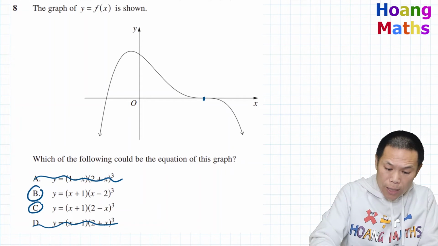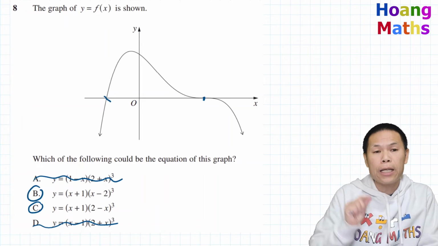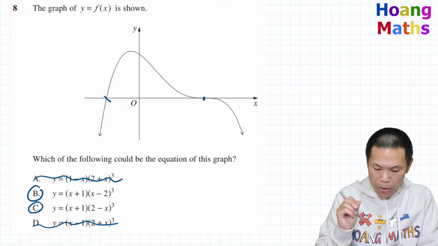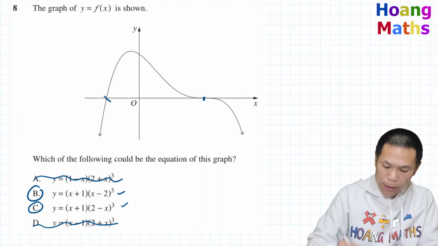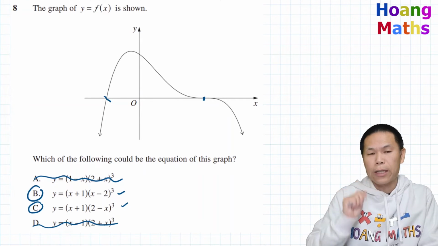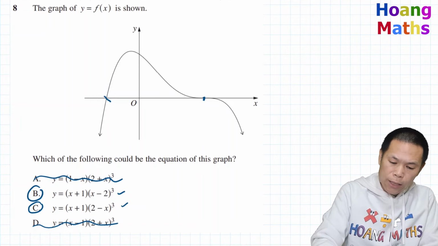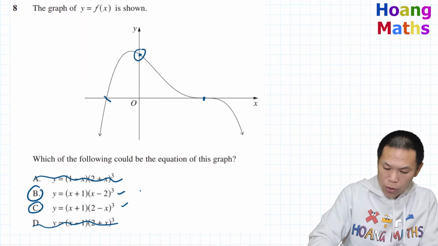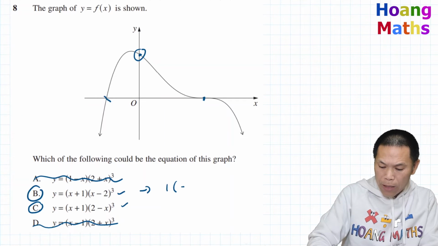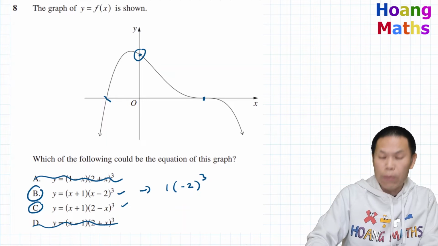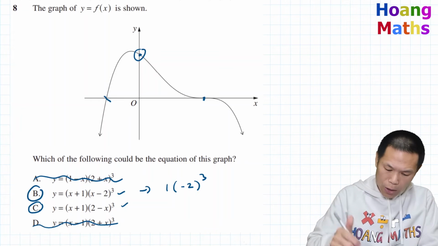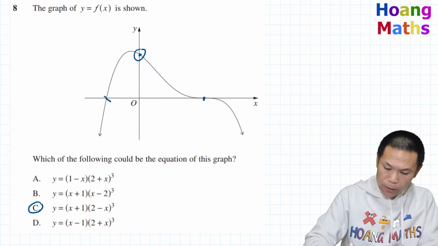But then we have an x-intercept here on the negative side of x. So in other words, x must be plus a number. So therefore, we can also have this and this as well. So what I do, I just look at the y-intercept. When x is 0, y equals a positive number. So when x equals 0, this means 1 times negative 2 power of 3. That will give you a negative number, right? So therefore, the answer is wrong. It should be positive. So this is wrong. So therefore, the answer should be C.